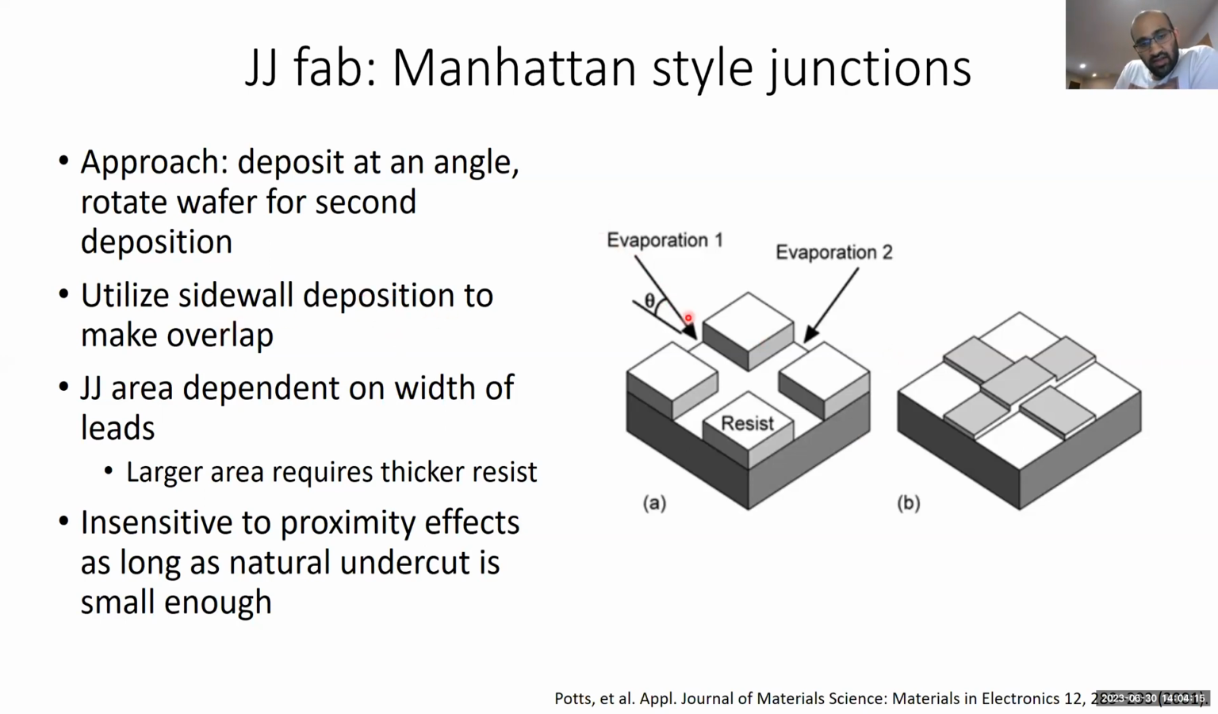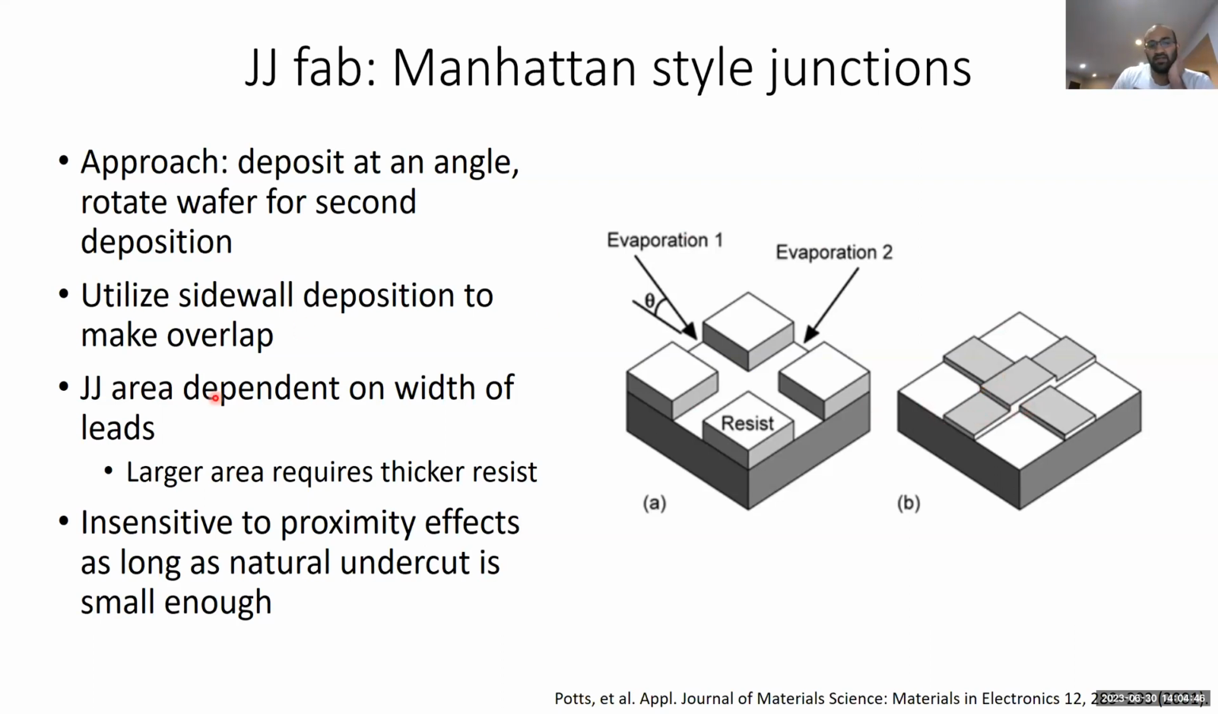So in evaporation 1 right here, you coat this region with metal, but in this region, you actually deposit along the sidewall of this resist. And so as a result, in the first deposition, you will only get a line here, and you won't get a line here. And in the second deposition, you will only get a line here, and you won't get a line here. So you'll end up with a pattern that looks like this. And in between the first and second deposition, you have an oxidation step, and now you have a junction.